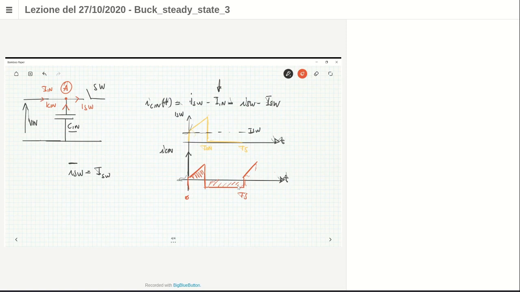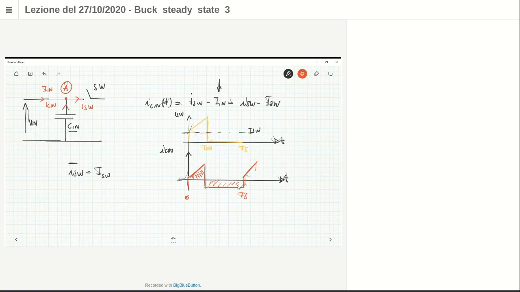Now we get this instantaneous value of the current flowing to the input capacitor, but remember that we also want to know the root mean square value of this current, because typically the capacitors that you can have at the input are electrolytic capacitors, and so we have to know the root mean square value as a parameter to use for choosing this capacitor. So the goal now is to compute the root mean square value.